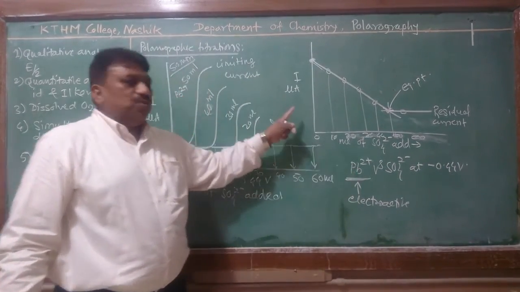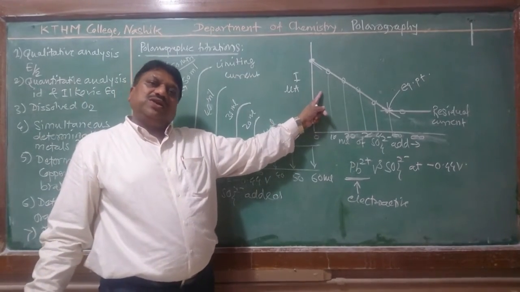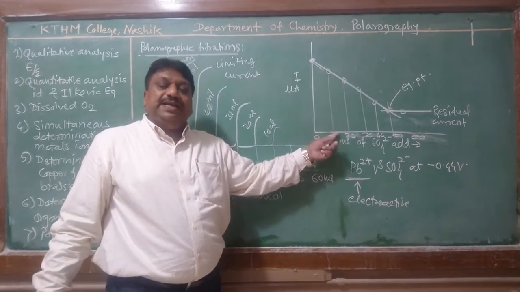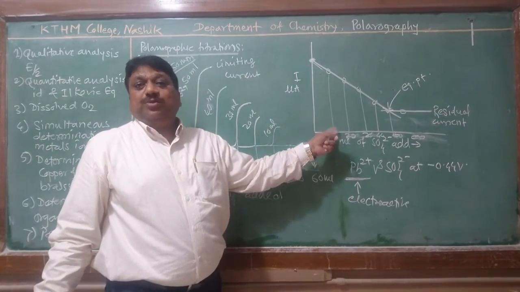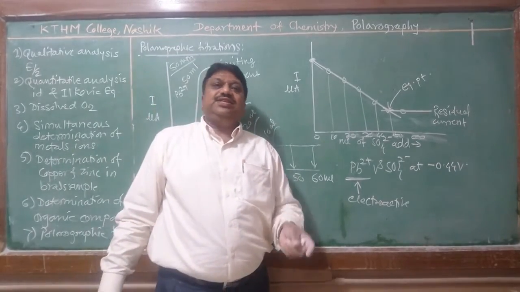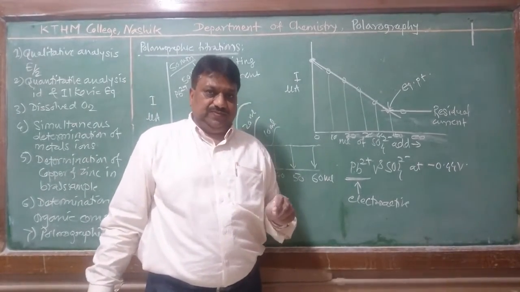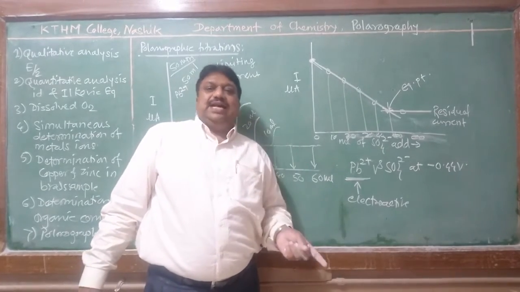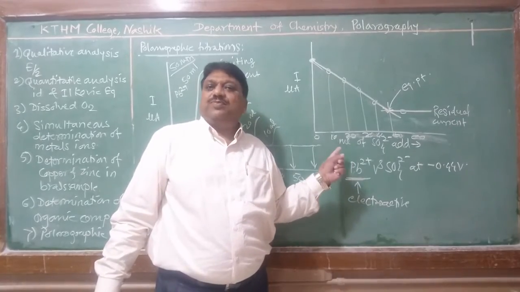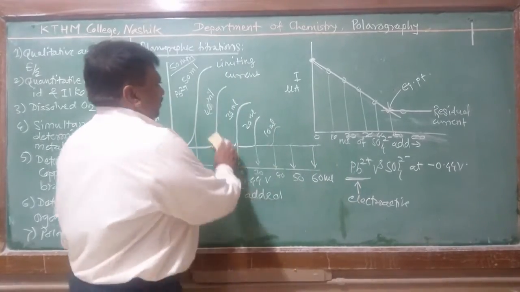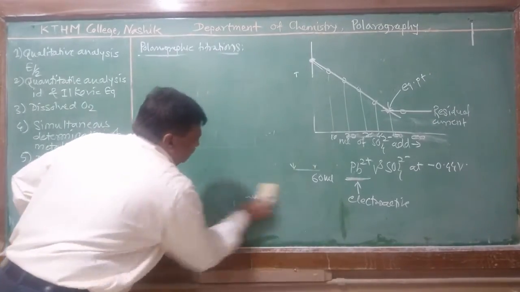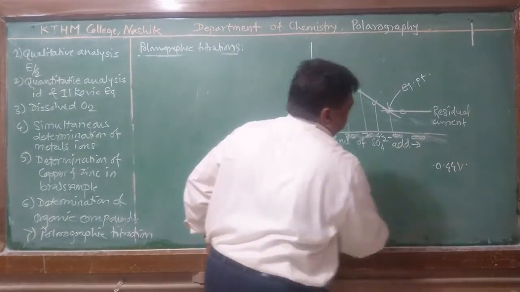Therefore, we can perform this polarographic titration for different types of analyte that may be electroactive or may not be electroactive. If the analyte is not electroactive, then the reagent is selected to be electroactive. Sometimes the analyte as well as the reagent are both electroactive, then also we can perform the polarographic titration. Suppose for example, we have different titration curves.